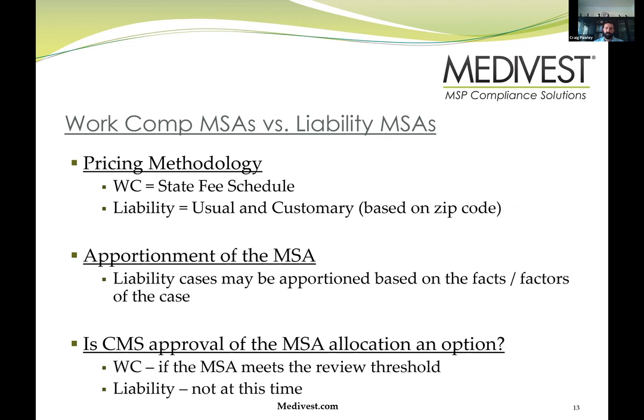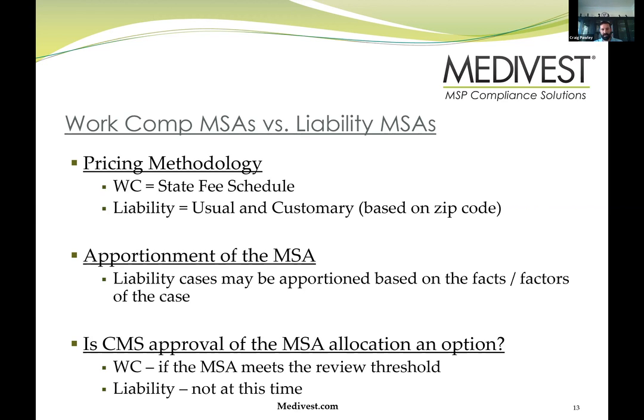So there are some things that come into play on a liability case that don't come into play in a workers' compensation case. For example, on a liability case, you may have a policy limit. You may be settling a case for a Medicare beneficiary and there's a policy limit of $100,000. So let's say we look at the medical records and an MSA is put together and it comes back that this person needs $200,000 in future medical care over their life expectancy.